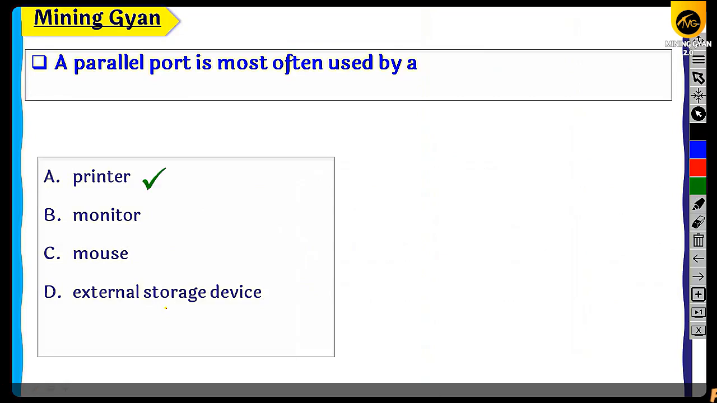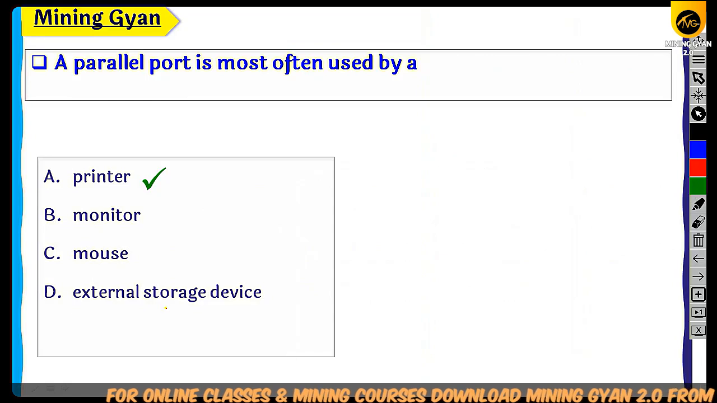So basically parallel ports are used for connecting printers to the computer. The question is what is most often used by a printer. Parallel ports are generally used for printers. Okay, so option A is the correct answer, that is printer.